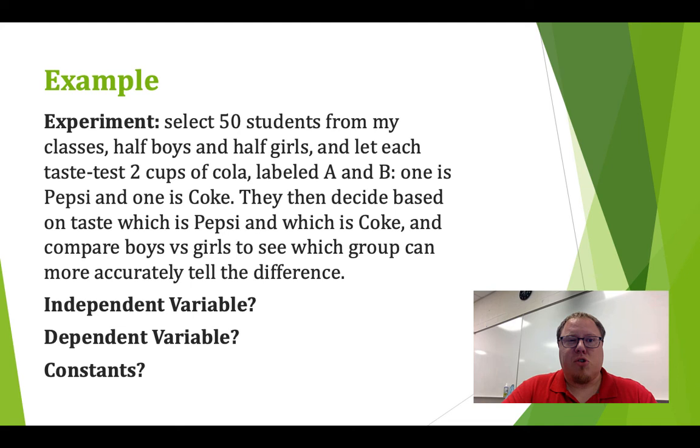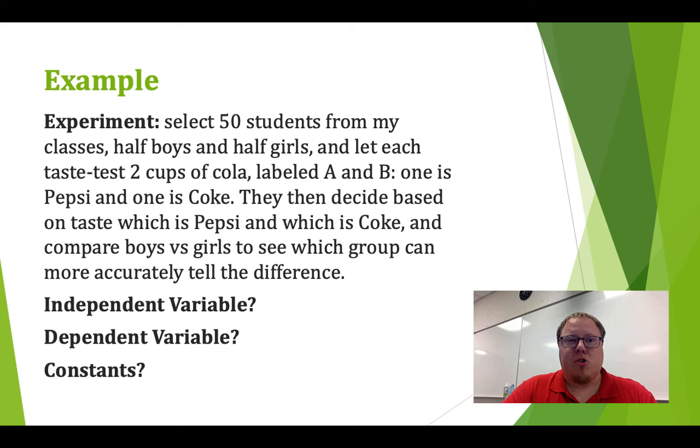So they taste both of them. Oh, this is Pepsi, this is Coke. Then we see who got it right, and we compare boys to girls to see which group can more accurately tell the difference. Now, in this experiment, what is the independent variable? What is the dependent variable? What are constants? What am I keeping constant and controlling here? Pause the video for a second and see if you can figure it out.